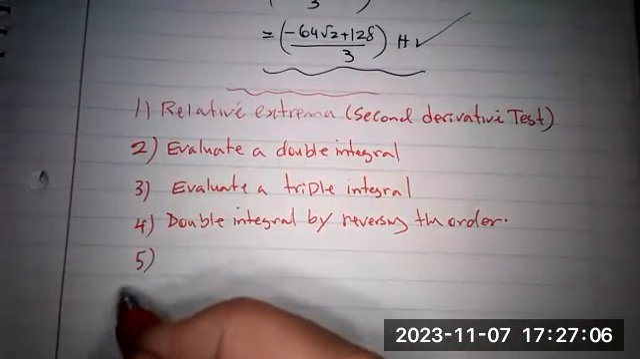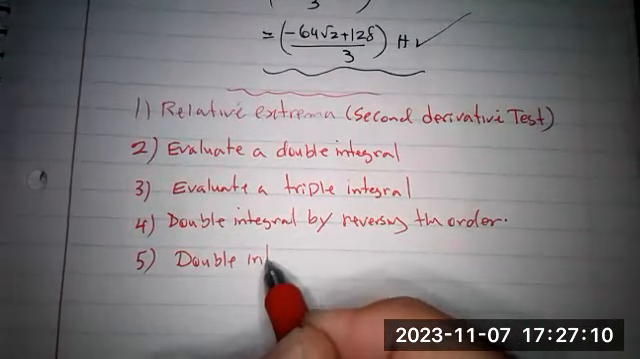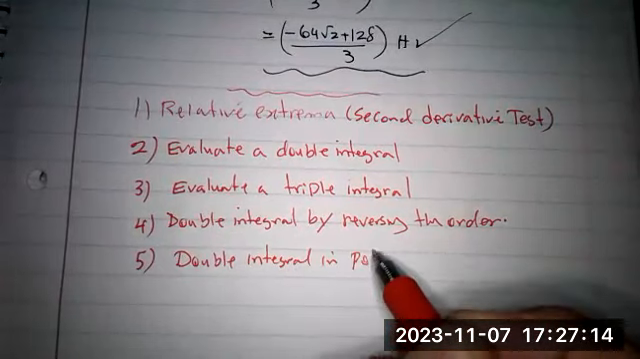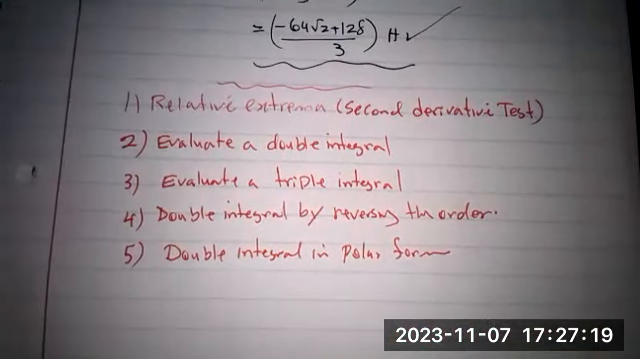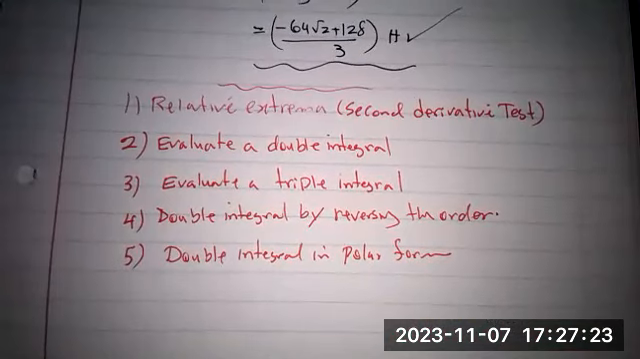Then the number 5 is a double integral in polar form. You know that x equal to r cosine theta, y equal to r sine theta. We did quite a lot, and you have some nice ones in your practice one. Just read it, a similar one would be given to you.